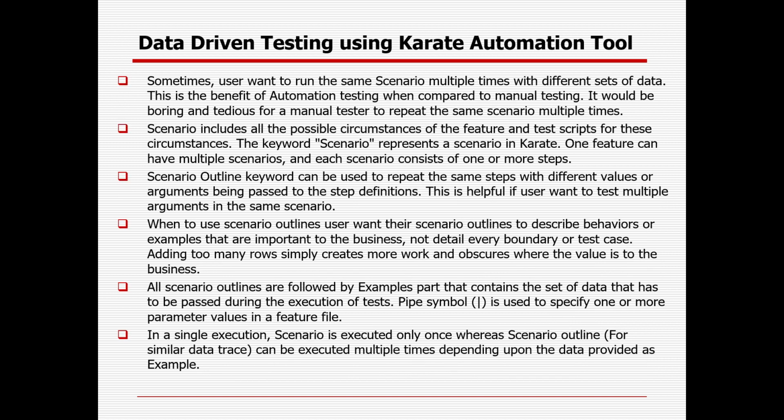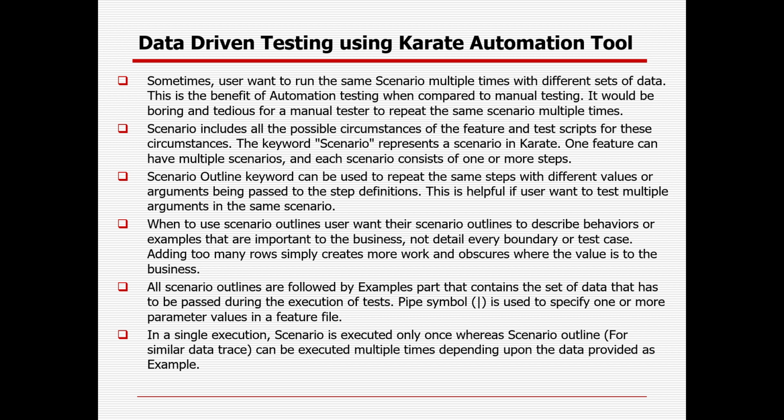Sometimes the user wants to run the same scenario multiple times with different sets of data. This is the benefit of automation testing when compared to manual testing. If you want to do it manually, you need to repeat all the same steps manually. But here it will be driven by automation testing and will take very minimal time. It would be boring and tedious for a manual tester to repeat the same scenario multiple times, but with automation, it will be executed in a couple of seconds.